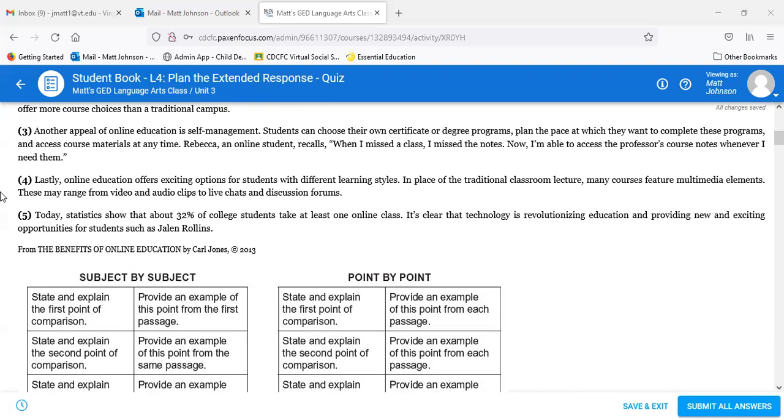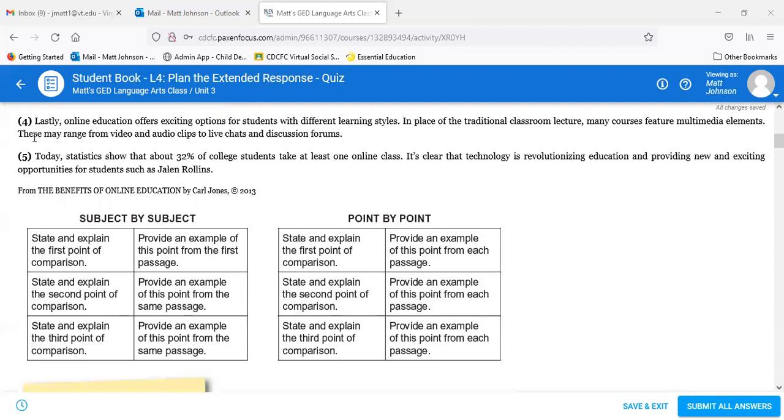Today, statistics show that about 32% of college students take at least one online class. It's clear that technology is revolutionizing education and providing new and exciting opportunities for students such as Jalen Rollins. From Carl Jones, Benefits of Online Education.